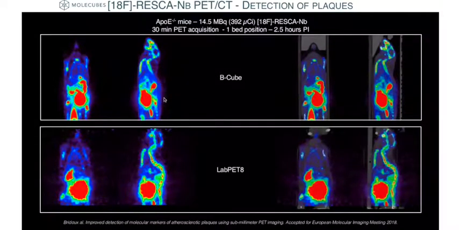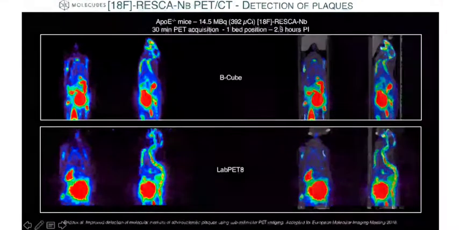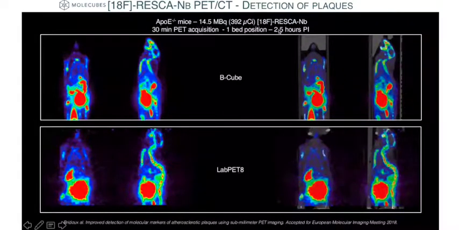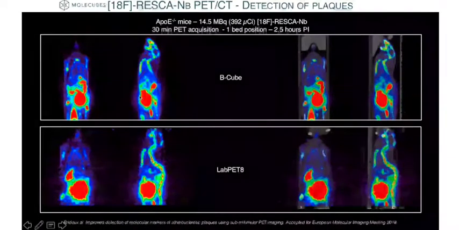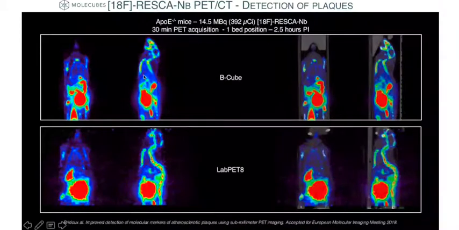And here the idea was really to compare the beta cube with our other PET system. So here we scanned 6 mice in a kind of crossover design, which were injected with more or less 40 megabecquerel of this radioactively labeled nanobody. We scanned 2.5 hours after injection, and we did a 30-minute PET scan. I used the same reconstruction algorithm. So what you see here clearly is that the images of the beta cube are much less noisy, and this is probably due to the high sensitivity.